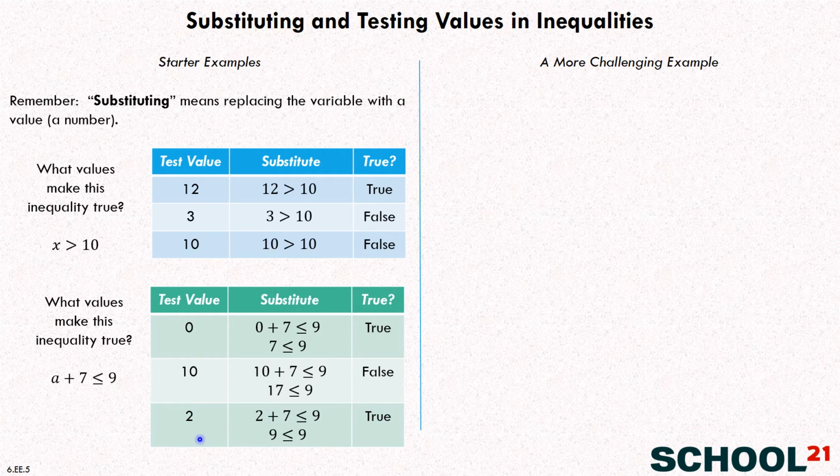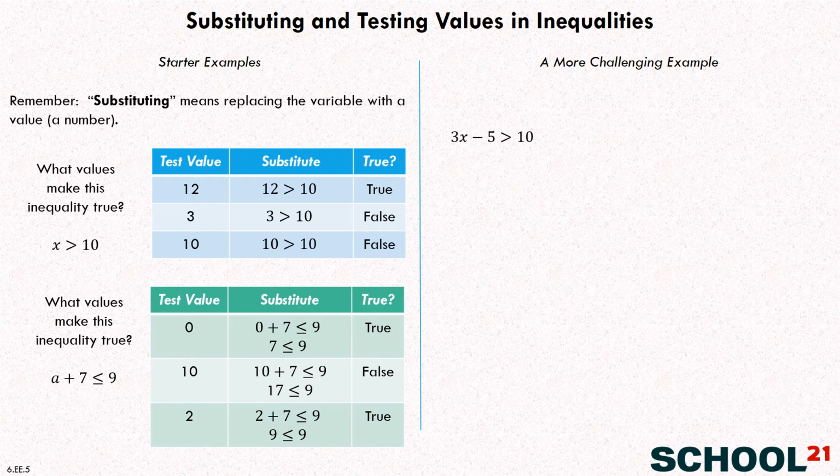And then finally, let's try 2. So 2 plus 7 is less than or equal to 9. 2 plus 7 is 9. So is 9 less than or equal to 9? Yes. Yes, it is. It's equal to 9. So that's the point where you're at the edge of what is true. Okay, now let's go over and try a more challenging example.